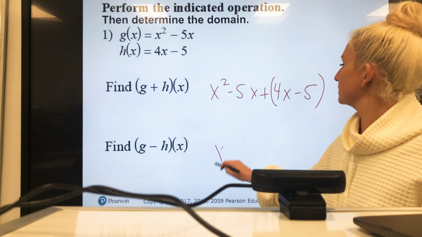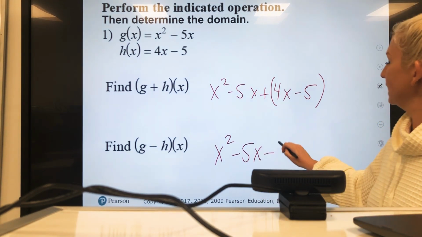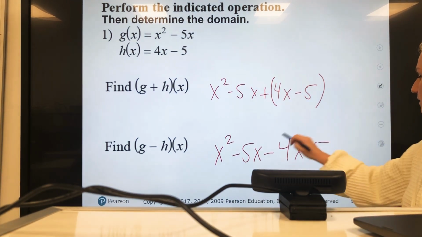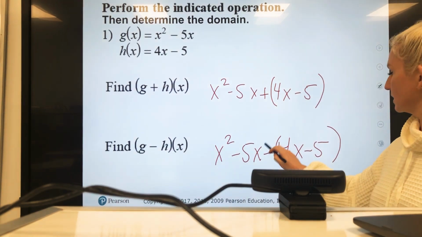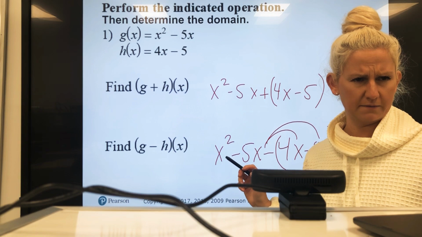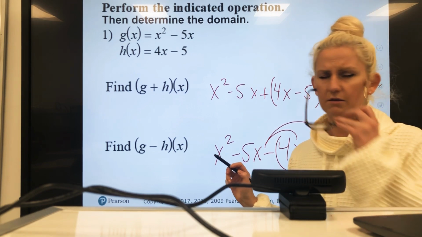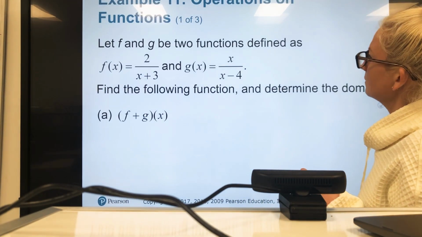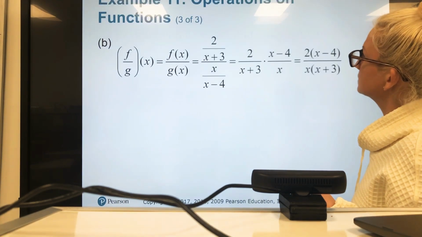If I had x squared minus 5x minus 4x minus 5, you have to have this in parentheses, and then you distribute this negative between everything in there. Do you see what I mean? Yes? Okay. All right, so today we're going to be doing dividing.